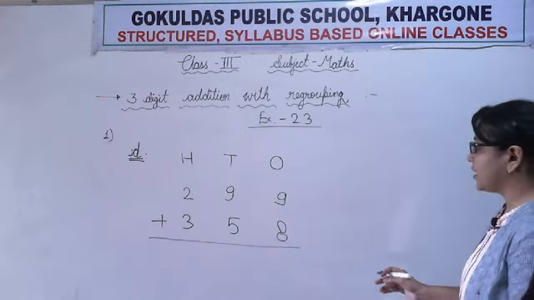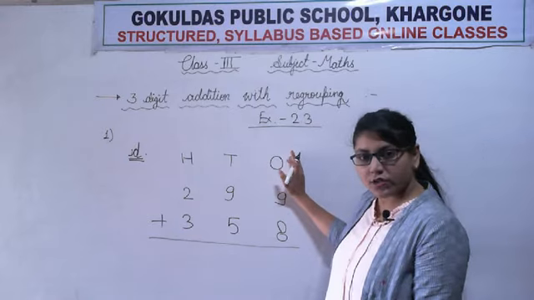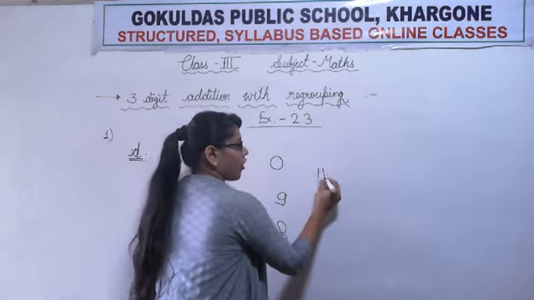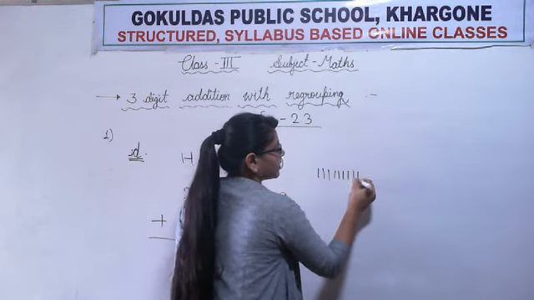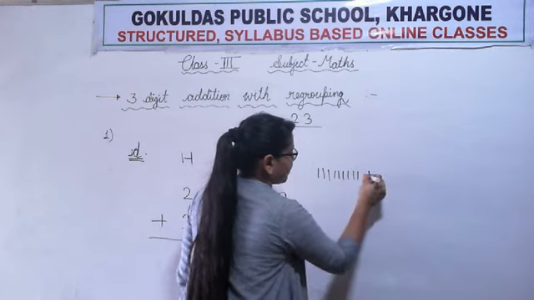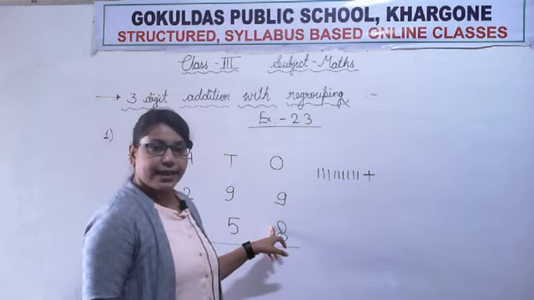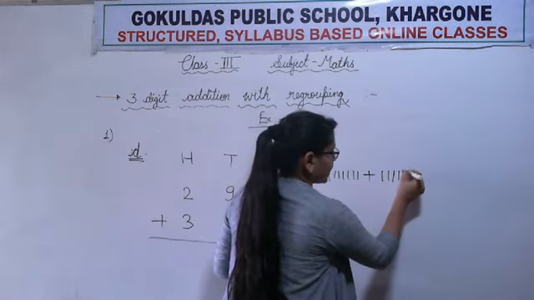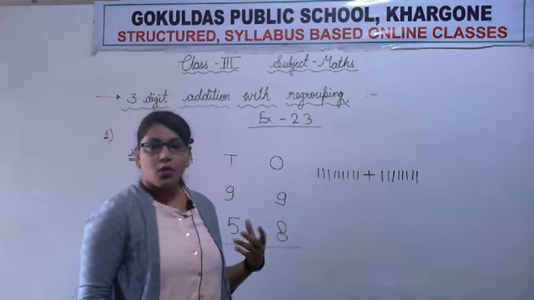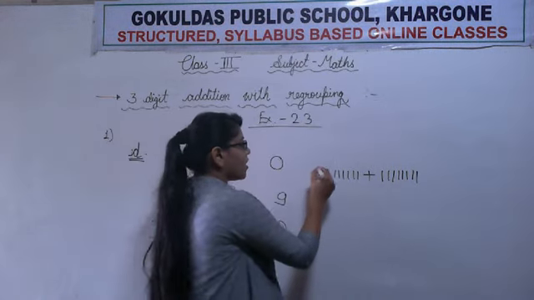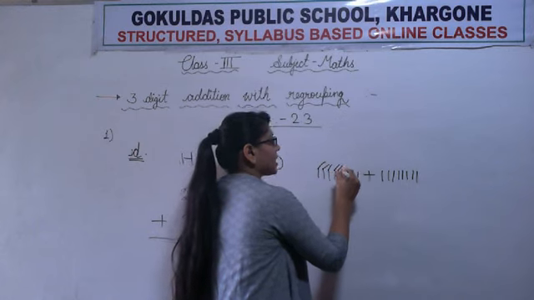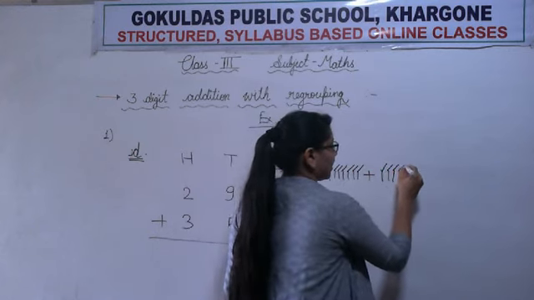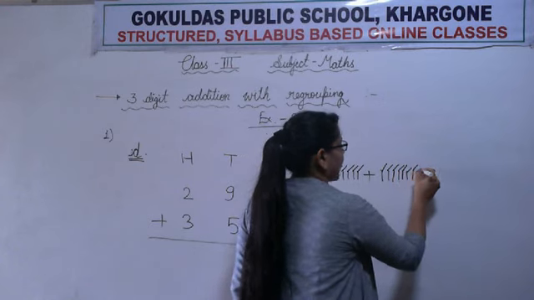We will start from the ones column, and the first number in the ones column is 9. So we will draw 9 sticks, 3, 6 and 9, plus. The next number is 8. So we will draw 8 sticks. 1, 2, 3, 4, 5, 6, 7 and 8. So let's count how many sticks there are in all. 1, 2, 3, 4, 5, 6, 7, 8 and 9, 10, 11, 12, 13, 14, 15, 16 and 17.